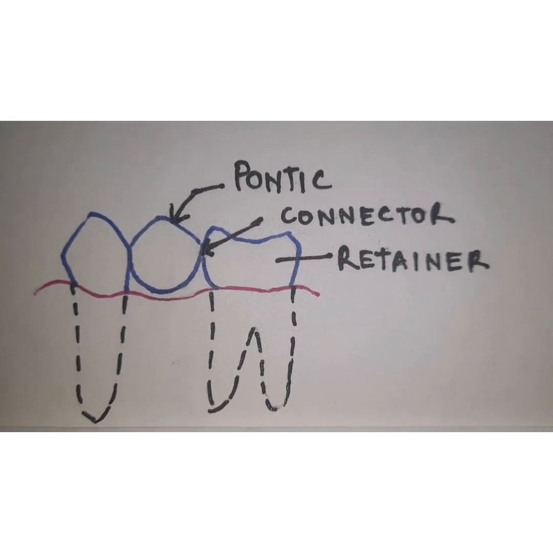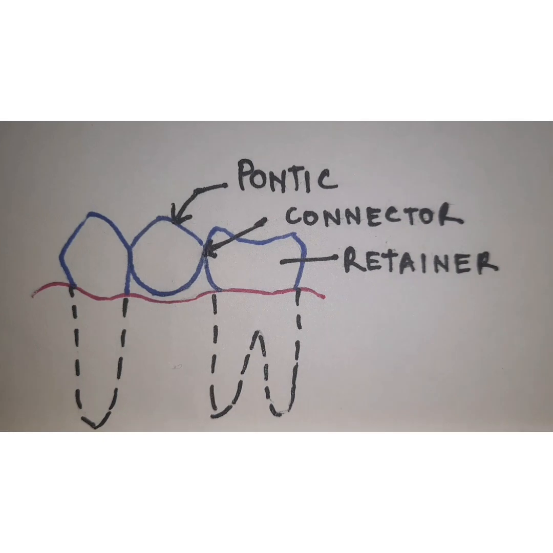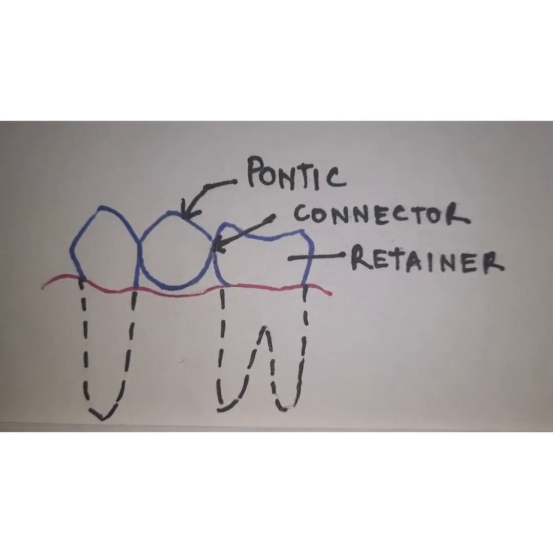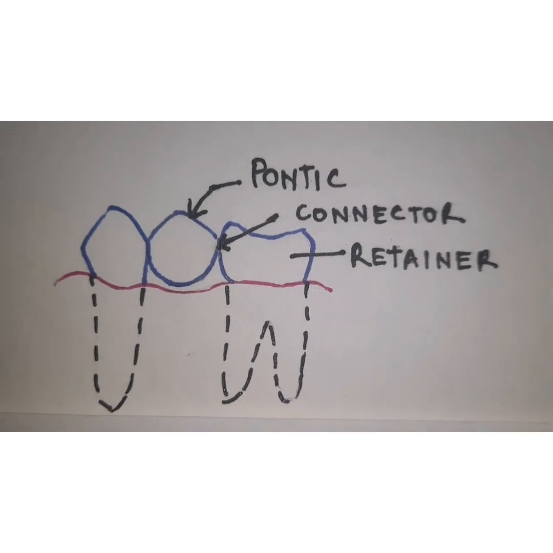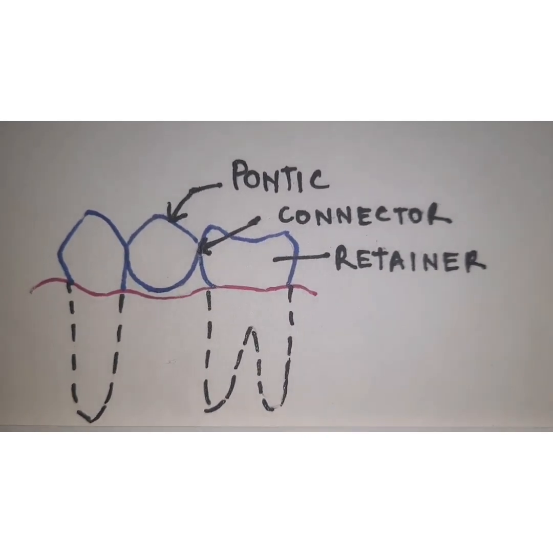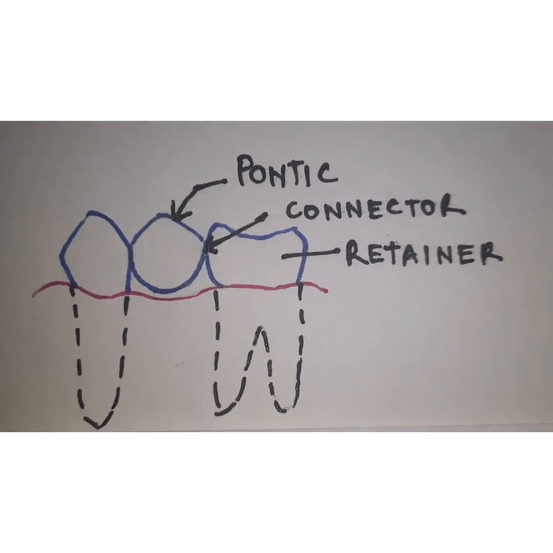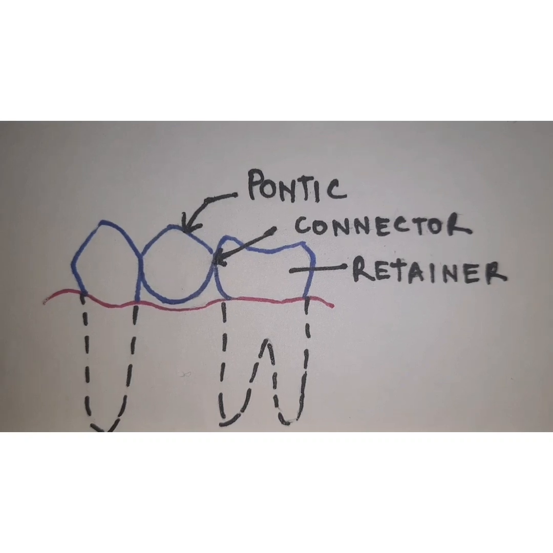Another thing, the tissue surface of the connector should curve labiolingually, again to aid in cleaning. And if it is the aesthetic zone, then the connectors are usually placed more lingually and not in the center or towards the buccal. It is placed more lingually so that they provide good aesthetics.